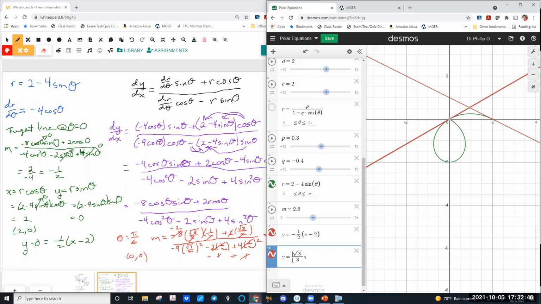Okay. Questions at this point? How did you get the x and y values when you were making the tangent line? Or which tangent line? The tangent line in green.